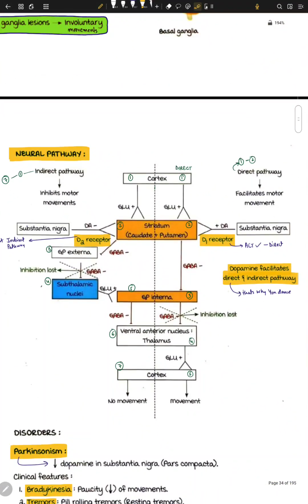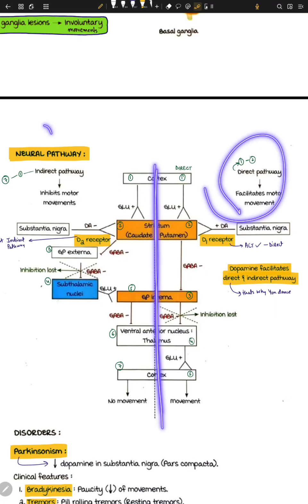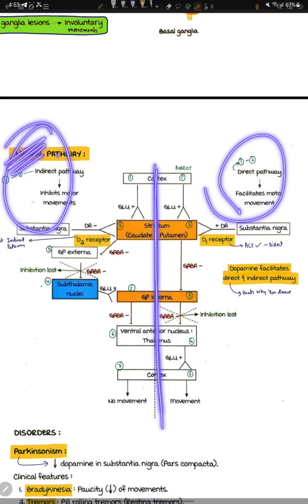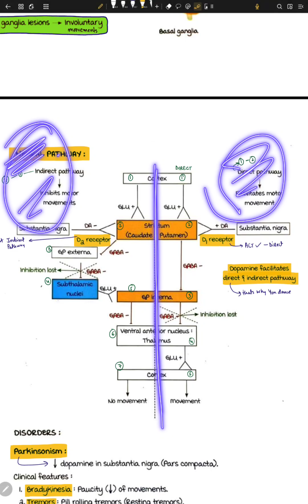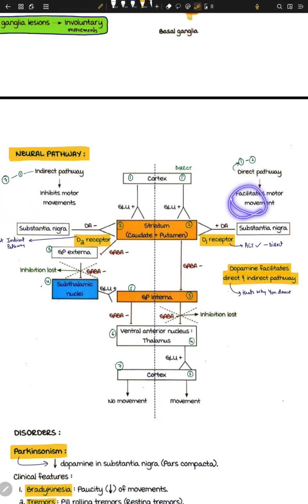Let's talk about the pathway exactly. So it has 2 pathways, one direct, one indirect. The indirect pathway is to inhibit the movement, the direct pathway is to facilitate the movement. So if your direct pathway is messed up, it means no movement will be done. Ataxia, I think, ataxia. And if your indirect pathway is messed up, you won't be able to stop moving. So lots of involuntary movements, okay?